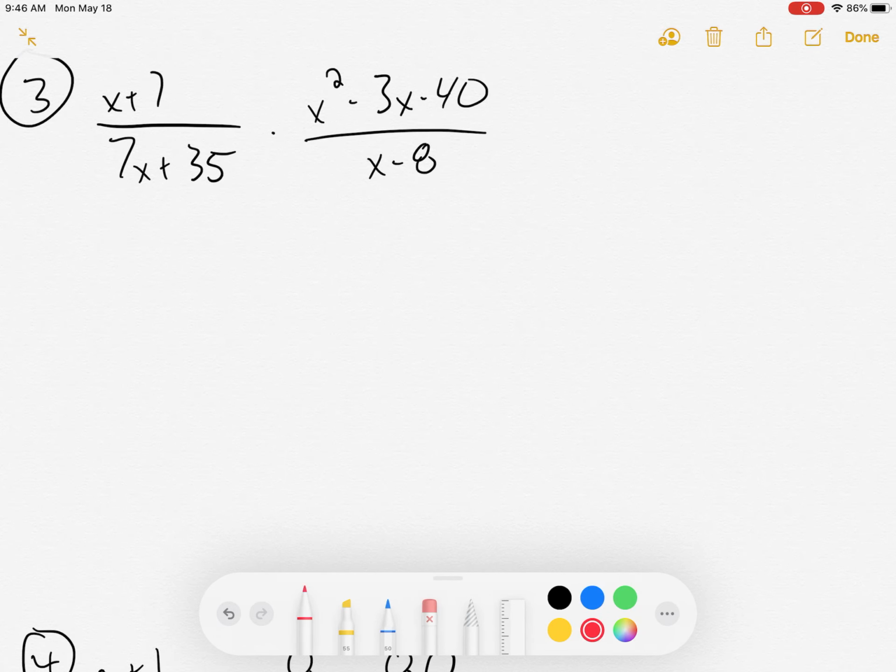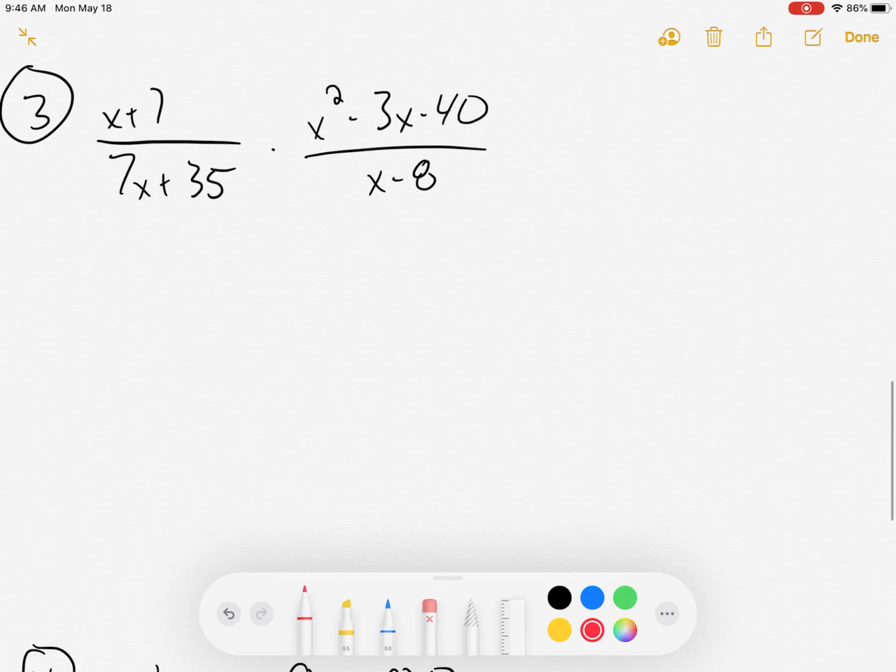On to number 3. Number 3, this looks a little more familiar. This is stuff that we can actually factor now. So in number 3, what I'm going to encourage you to do whenever you have something like this is just rewrite the problem with 4 spaces.